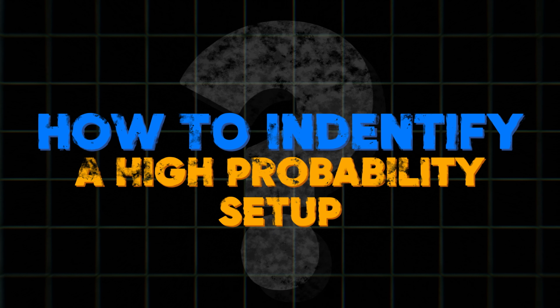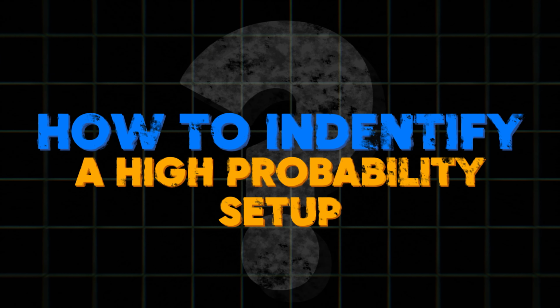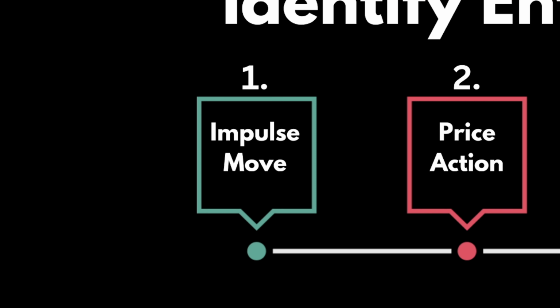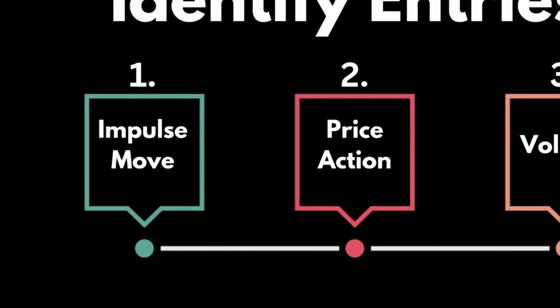Now, how do we identify a high probability setup inside of the demand zone? When price is trading inside of the demand zone, there are three steps that you want to look for. The first one is going to be the impulse move. You want to look for a large aggressive move away from the area. As previously mentioned, this leaves orders unfilled and can act as an area of support the next time price comes to test it. Second is going to be price action.